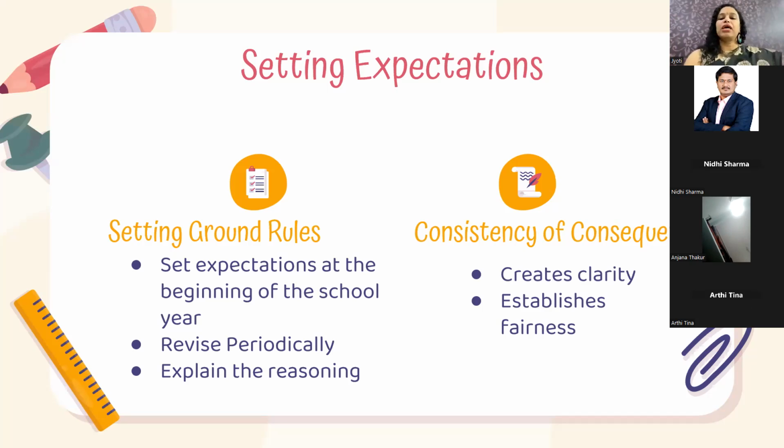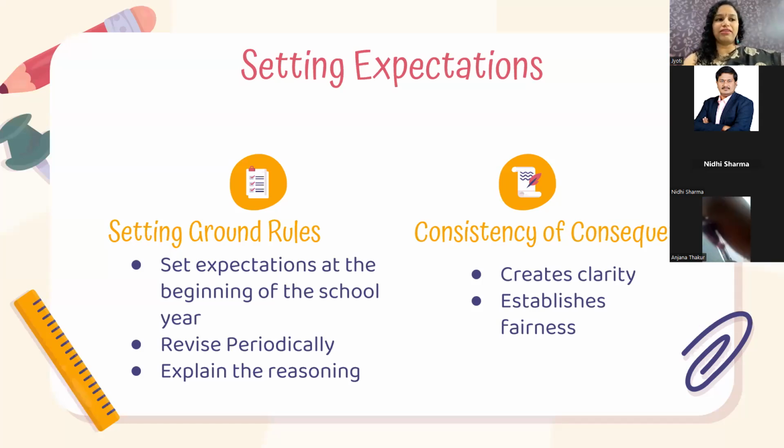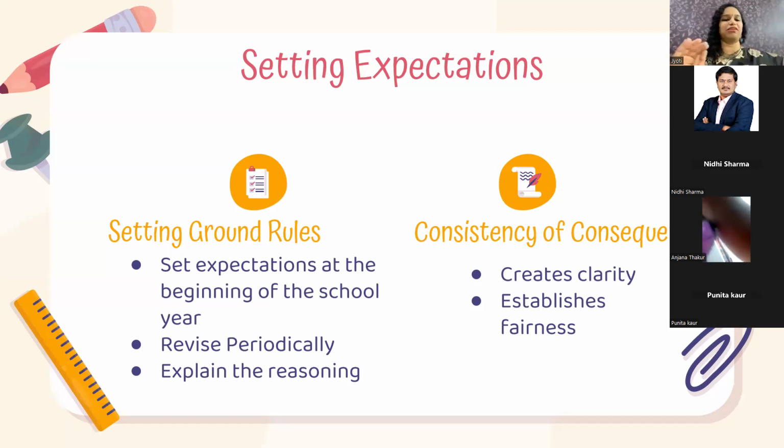So remember, consequences should be directly related to the actions, not to the student. Oftentimes we see teachers being partial towards certain students because they are better at academics or something like that. Please don't do that. Misbehavior is misbehavior. Also remember, punish the action, not the child. Don't start having a preconceived notion about the child. This creates fairness.